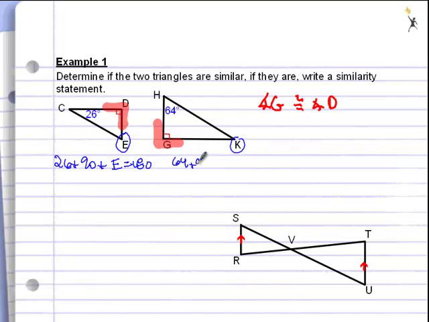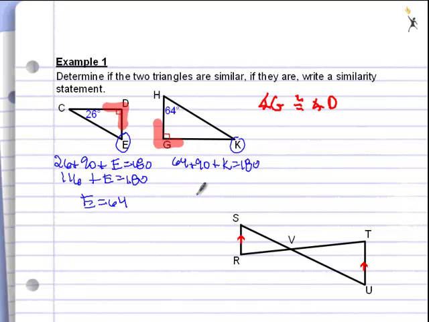64 plus 90 plus k equals 180. And I'm actually going to solve for e and k. If I add up 126 and 90, I get 116. And then if I subtract 116 from both sides, I get e equals 64.